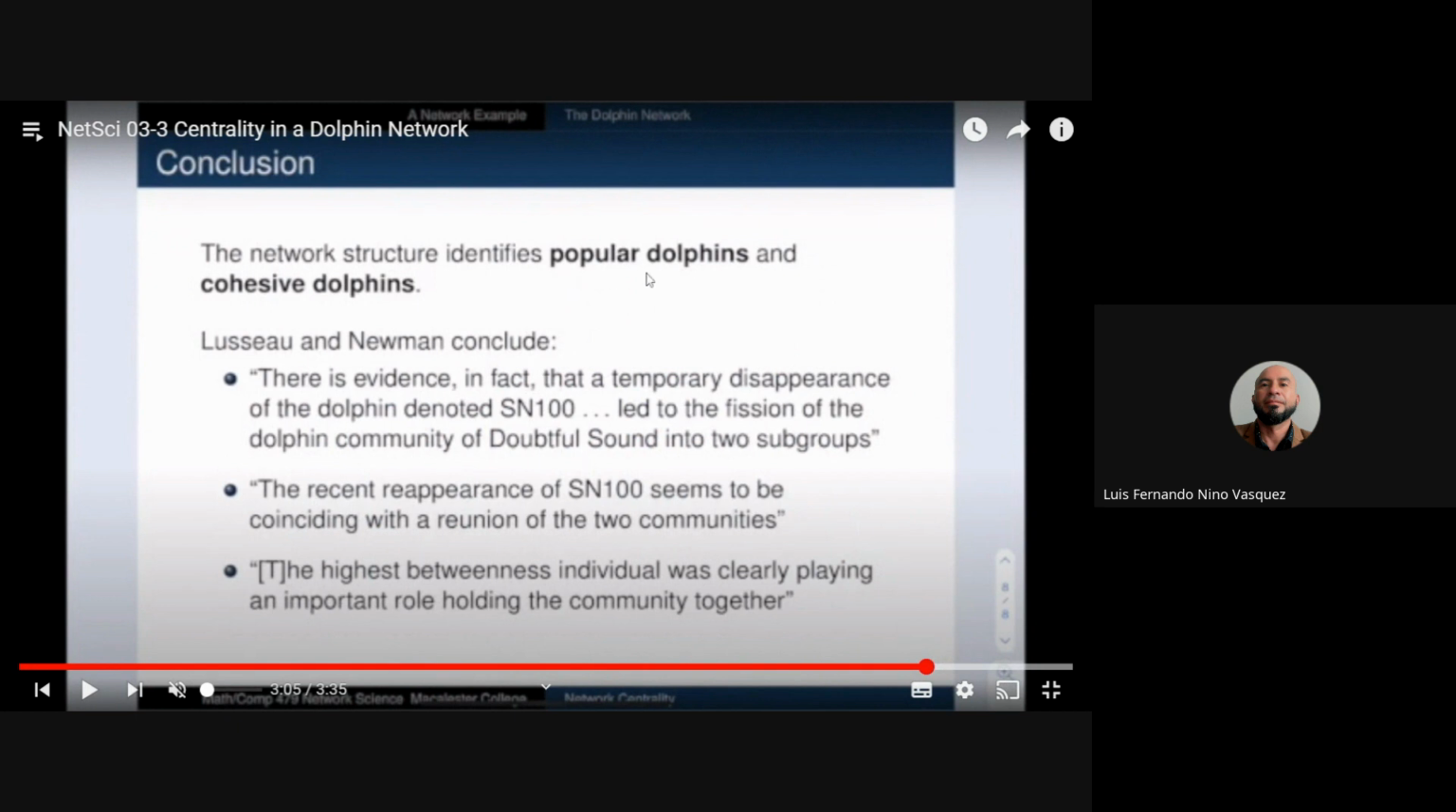Yes, and I think it's summarized here, right, Ivan and everyone? In this case of the dolphins, you identify the popular ones and the cohesive dolphins, that keep somehow the network connected, right?